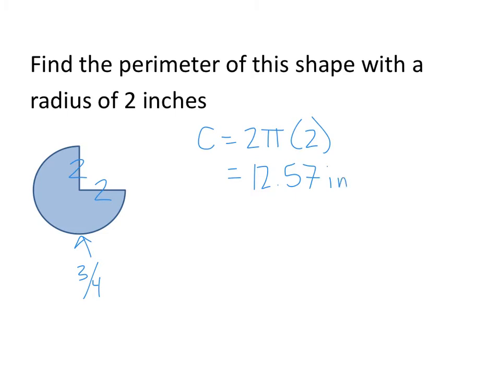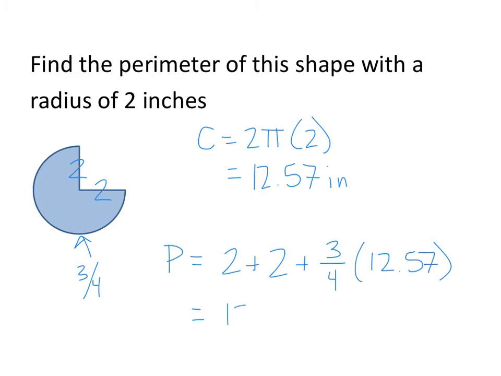Other students might be more comfortable working with the entire perimeter at once, the 2 and 2 and 3/4 of the circumference. Whatever you feel most comfortable with is entirely acceptable, so long as you show your thinking. In the end, our goal would be for all students to be able to say with confidence that this perimeter is somewhere around 13.4 inches.